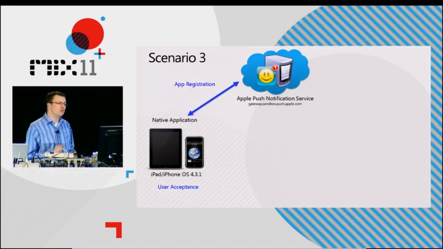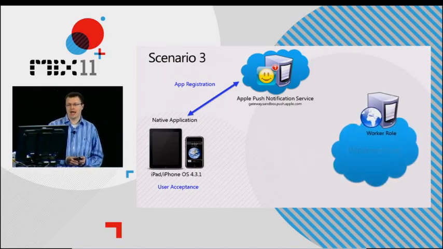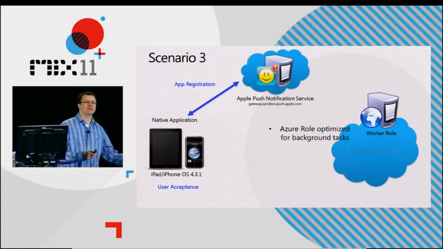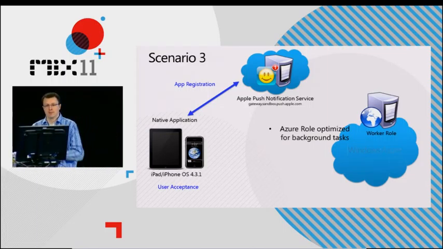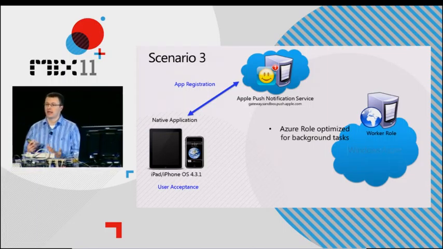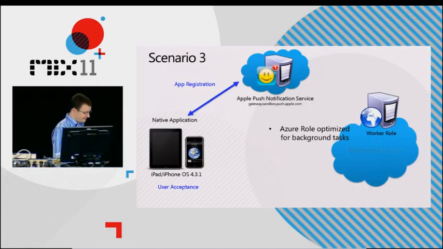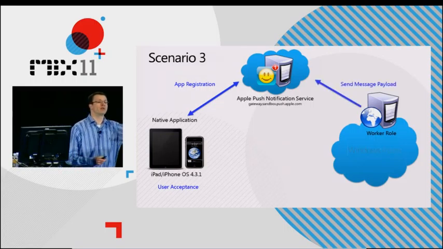One of the ways of doing this in Windows Azure is through something called a worker role. A worker role is similar to a web role, but it's optimized for background tasks. It's not really a web server per se, but it's a role that you can give a task to, and it can, say, monitor events and do stuff on your behalf. So let's say we have a worker role, and it wants to send a message to a particular device.